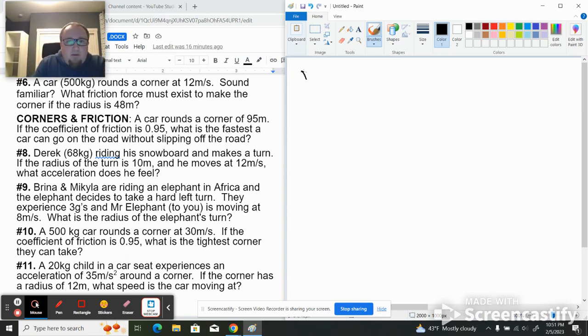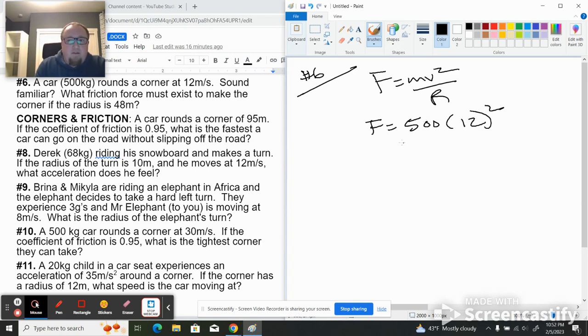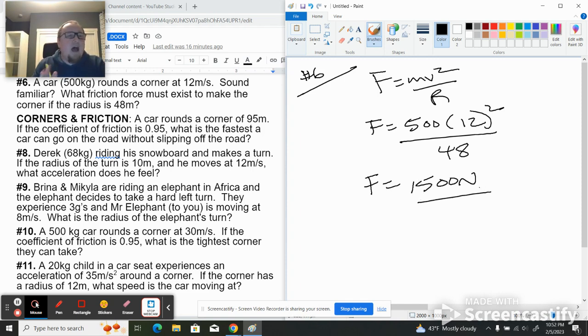So now, number 6. Car rounds a corner at 12. Sound familiar? What friction must exist to make the corner if the radius is 48? So force is mv squared over r. So I want to know how much friction force needs to be there. So the mass is 500, the velocity is 12, and the radius is 48. So the force that we need is 1,500 newtons. If 1,500 newtons is not there, that car will not make that corner, and it'll slide off and go in a straight line. Okay. All right.